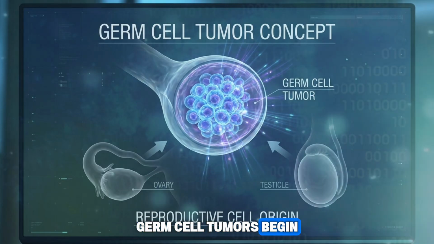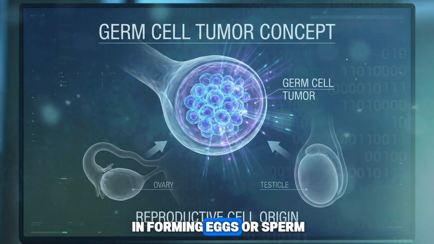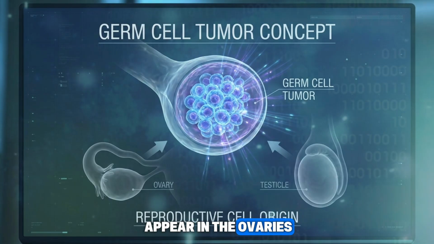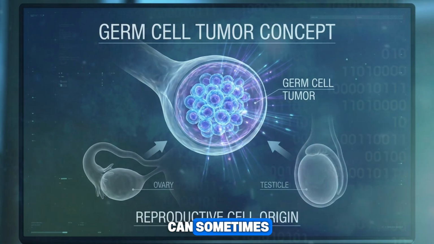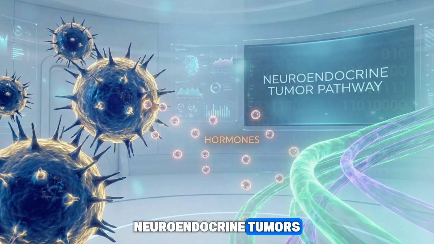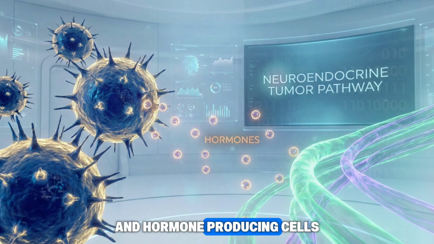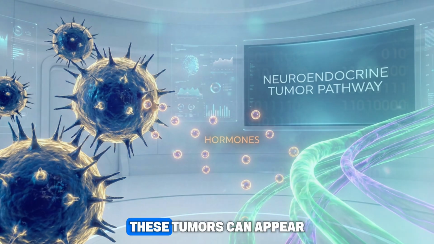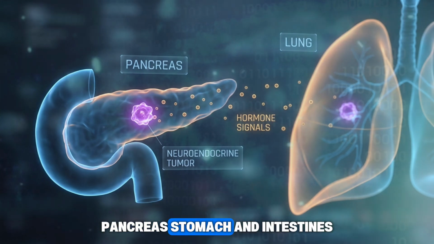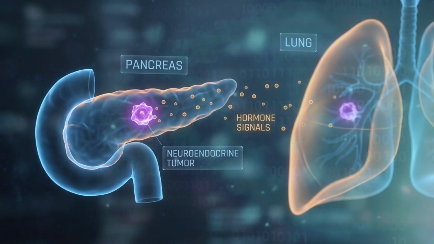Germ cell tumors begin in reproductive cells, the cells normally involved in forming eggs or sperm. These tumors most commonly appear in the ovaries or testicles, but they can sometimes appear in other parts of the body. Neuroendocrine tumors begin in cells that have features of both nerve cells and hormone-producing cells. These tumors can appear in organs such as the lungs, pancreas, stomach, and intestines, and may release hormone-like signals.